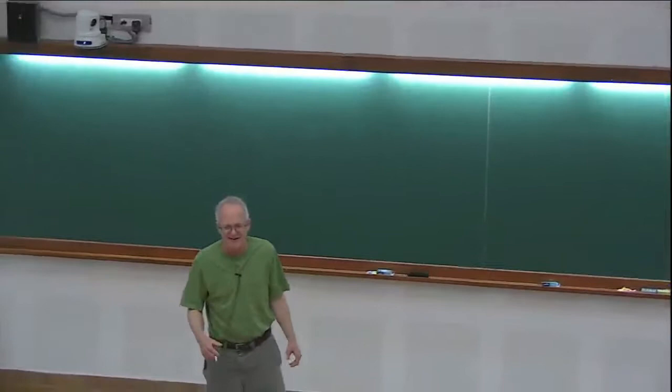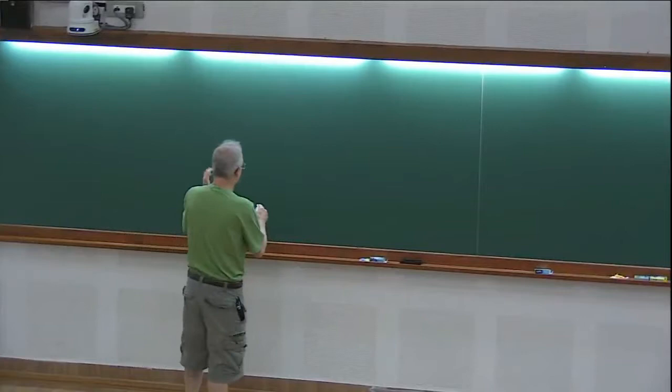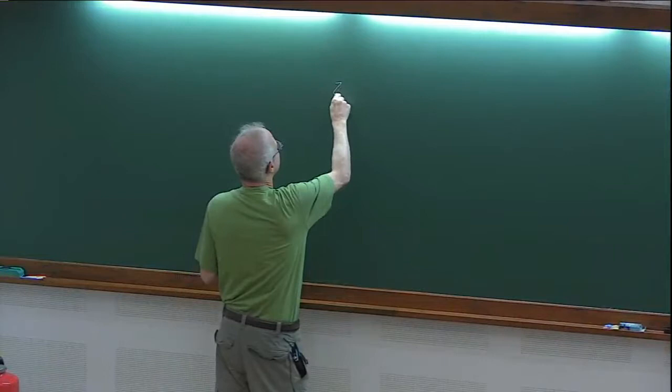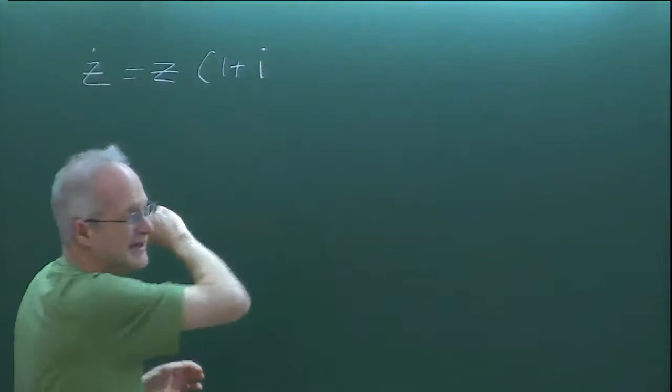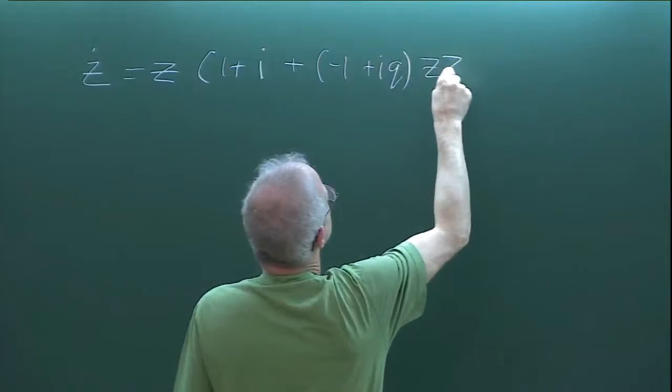I lost track. All right, let me give you an example of something where you can compute the isochrones explicitly, okay? And I'll give you two examples, and maybe I'll leave the other one as a homework exercise. Because the easy one is the one I'm going to do. All right, so let's take this equation: z dot equals z(1 + i) plus (negative 1 + iq) z z bar.